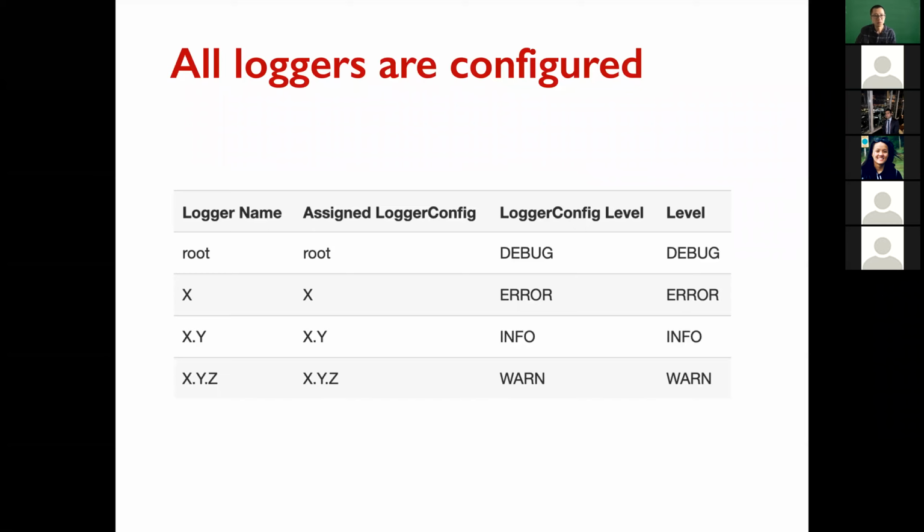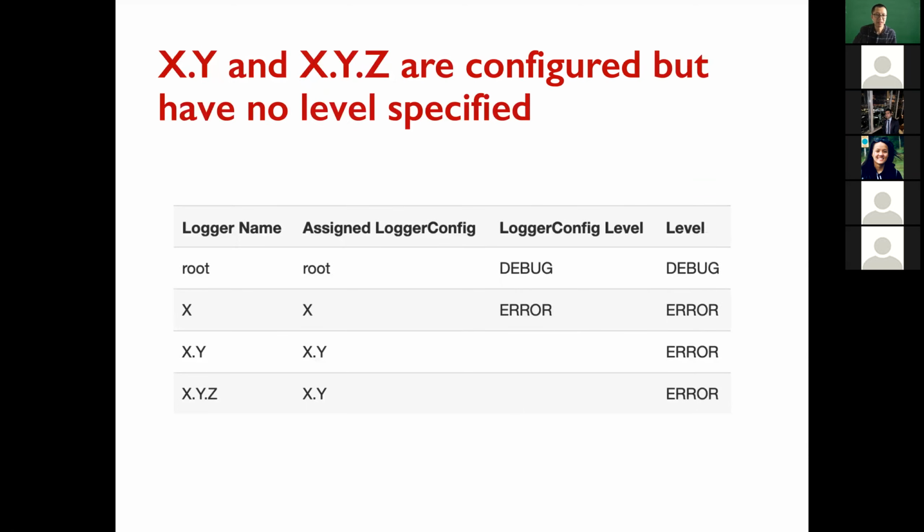So in this example, all the loggers configure their own level, so they just use their own level. And in this example, root and X are configured with a level. X.Y and X.Y.Z are configured, but they are not configured with any level. The level field is empty. In this case, they would reuse the log level of their closest parent. They would use the log level of error.